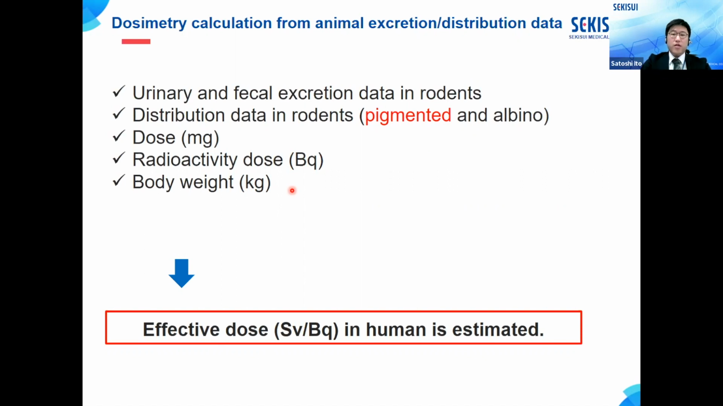In the dosimetry report, values are given as effective doses, so it is possible to design the radioactivity dose while taking human safety into consideration.